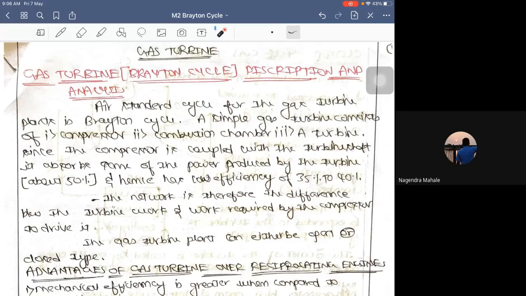Air standard cycle for gas turbine is the Brayton cycle. So gas turbine runs on which cycle? It runs on the Brayton cycle. The simple gas turbine consists of a compressor, a combustion chamber, and a turbine. So we will just look into the parts of this gas turbine one by one.